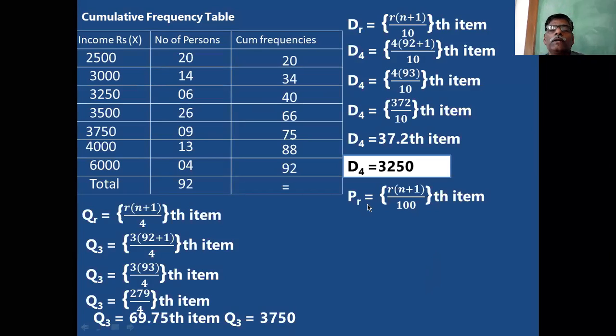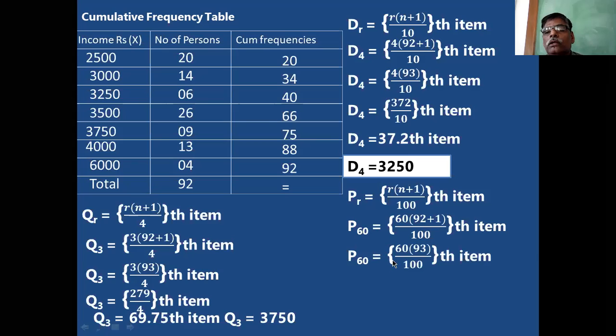Okay, percentile. PR is equal to R into N plus 1 divided by 100th item. Okay, they asked to calculate P60. So 60 into 92 plus 1, N is 92, divided by 100. You put the values: 92 plus 1 is 93. 93 into 60 divided by 100 is equal to 5580 divided by 100, which is 55.80th item.